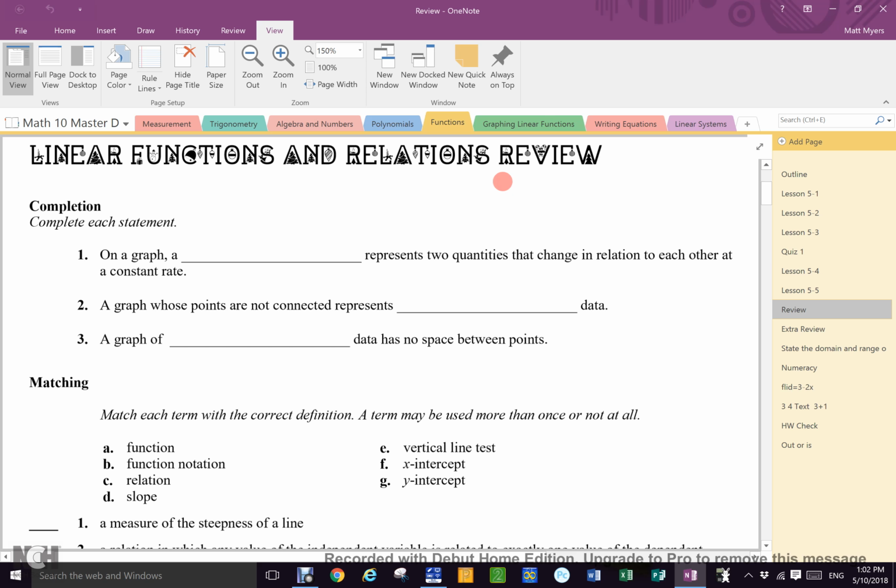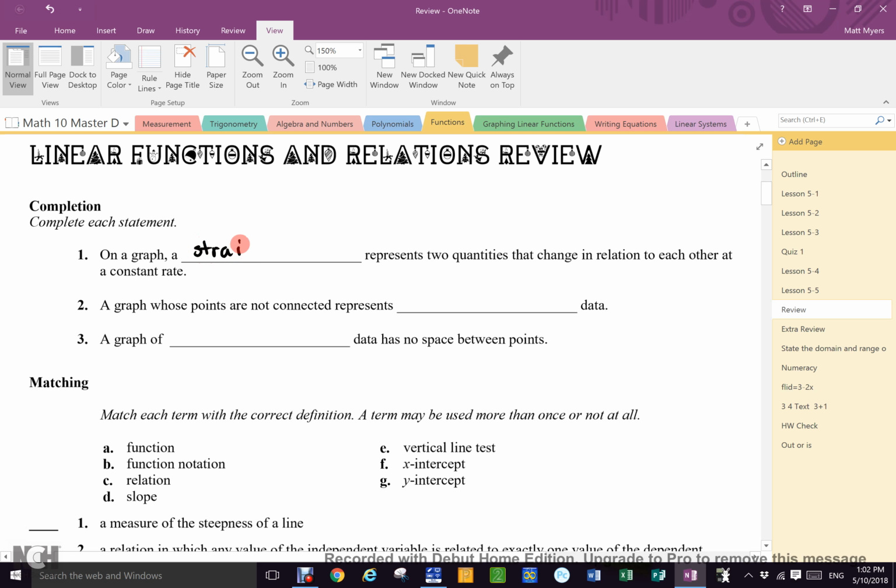Who has the answer for me? Straight line. I know. For 1 mark. Number 2. Discrete. Number 3. Continuous. For 3 marks there. Yay.